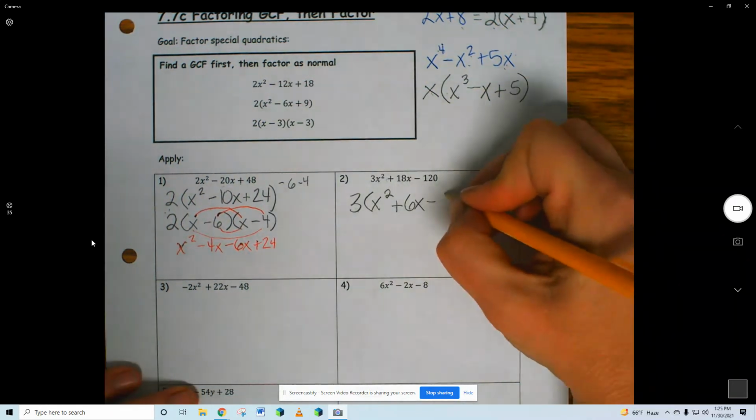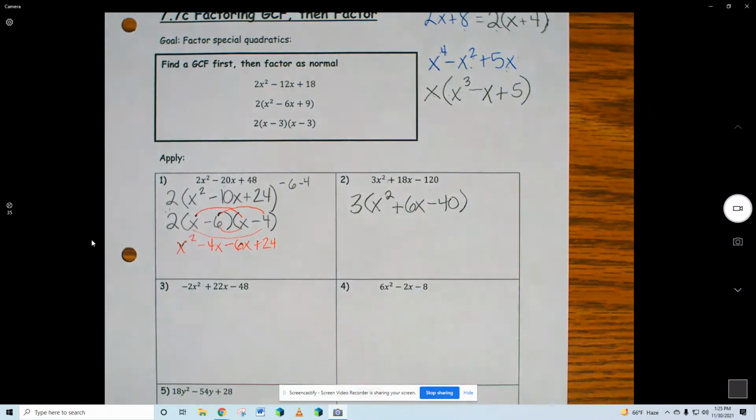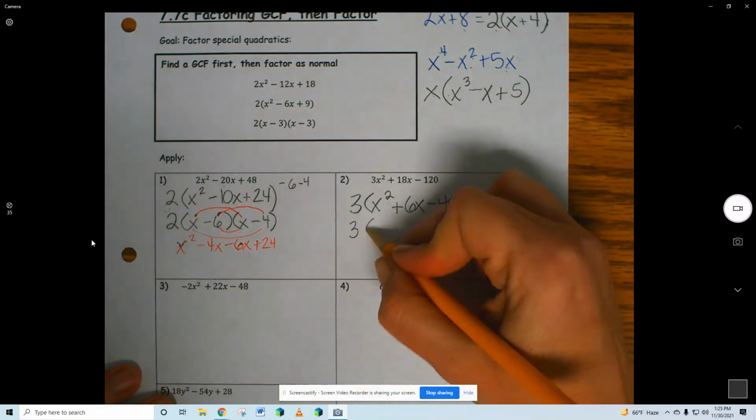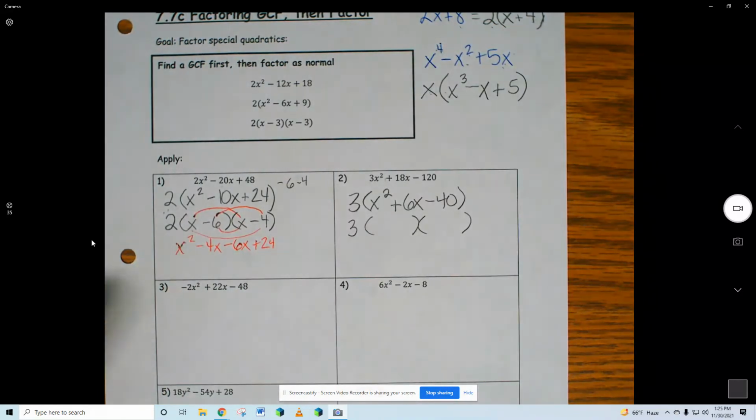Negative 40. Okay, this trinomial, I could factor it. So the 3 stays on the outside. I just now have to figure out... I want you to talk in your groups. Don't tell me out loud. In your groups, figure out what 2 numbers multiply to make negative 40 and add up to 6.